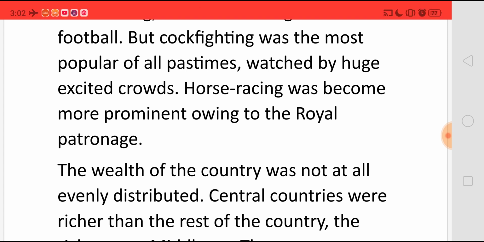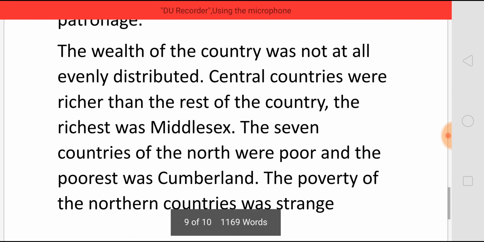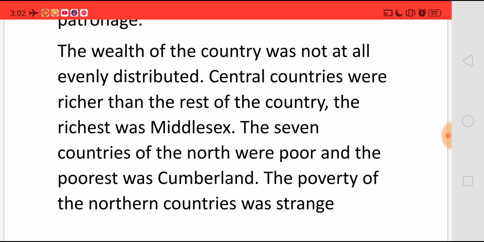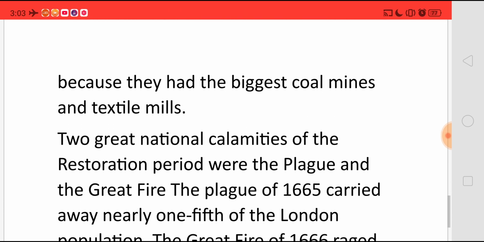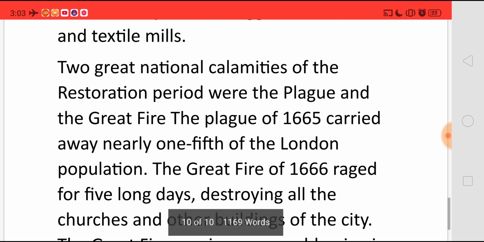And we cannot say that the whole of England was very rich, because only the central counties were richer compared to the other counties. Particularly, the richest place was Middlesex, while the 7 counties of the north were poor, and the poorest of all the counties was Cumberland. And this is actually very strange, because the northern counties had the biggest coal mines and textile mills, but they were very poor compared to the other parts.